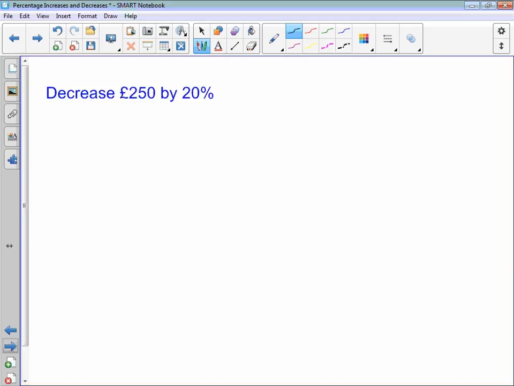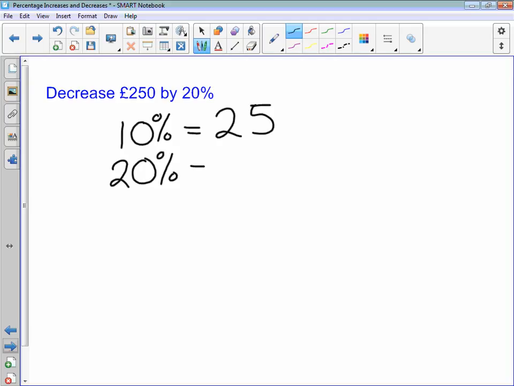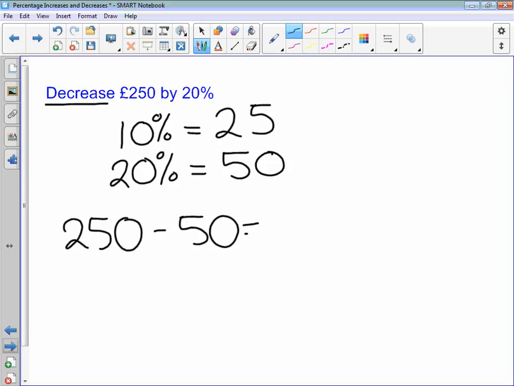For decrease, we use a similar strategy. So for this question, I will need to work out 20% of 250 first. So to start with 10%. 10% of 250, because we need to divide 250 by 10, is 25. In order to find 20%, I can double this, so 20% is £50. As I'm now decreasing, I need to work out £250 subtract £50, which gives me £200. So £250 decreased by 20% is £200.